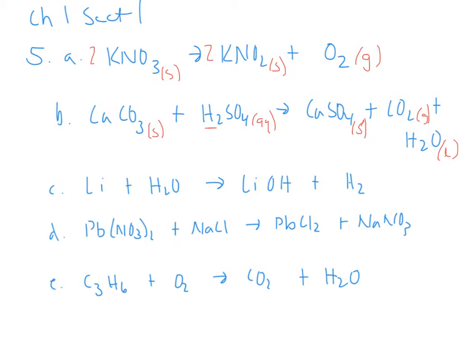On letter C, I have Li plus H2O gives me LiOH plus H2. And again, if you think of H2O as really being HOH, you can see that 2 hydrogens have broken off, but only 1 OH group. So I'm going to need a 2 here to balance it, and a 2 here. And so then when I take a look at that, I've got 2 lithium, and now I've got 2 water molecules on the right side, so I also need a 2 on the reactant side.